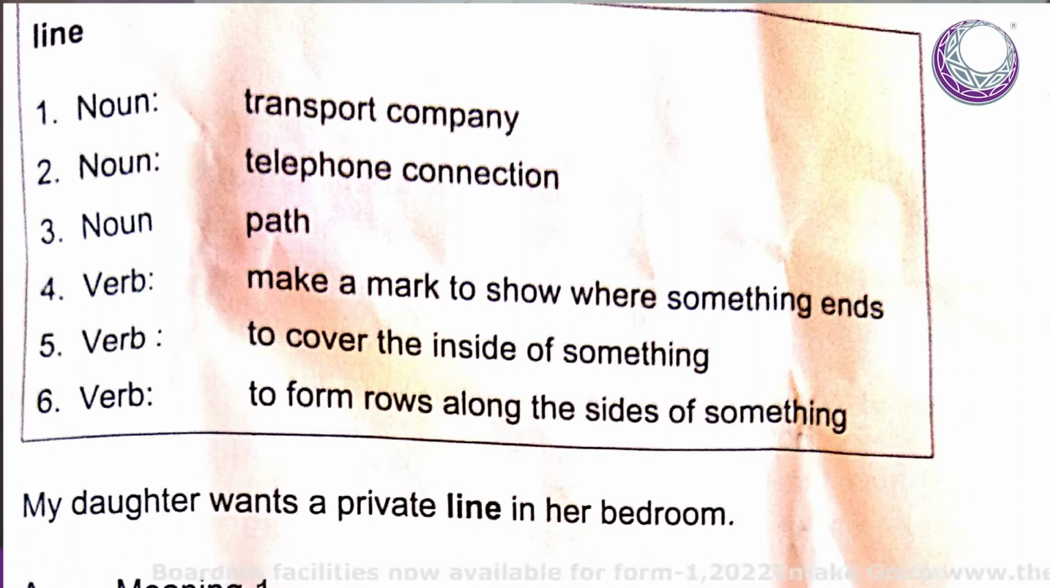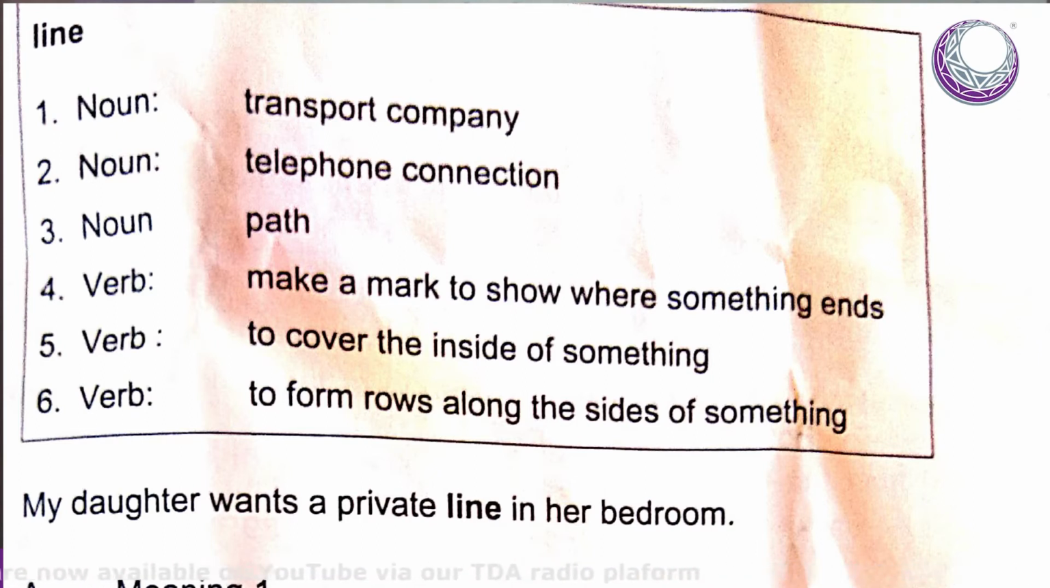So in this case, it's used as a transport company. Number 2, as a telephone connection. Number 3, as a path. A path is a small footpath, or I can describe it as a place where people walk most of the time, and then as they walk along that place, the grass actually erodes away and you have something clear. That's what a path is.